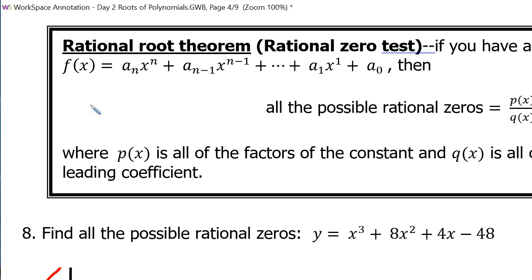And the next line says that P of x is all of the factors of the constant, which will be this number back here when it's in standard form. So here is P of x, if you want to label it.